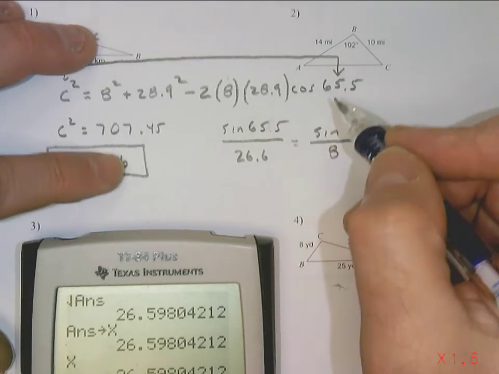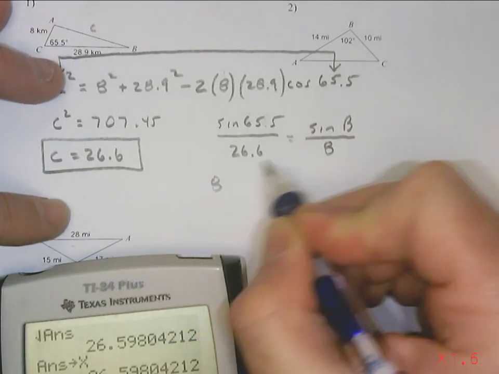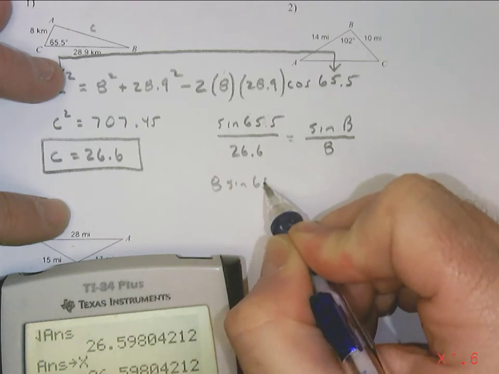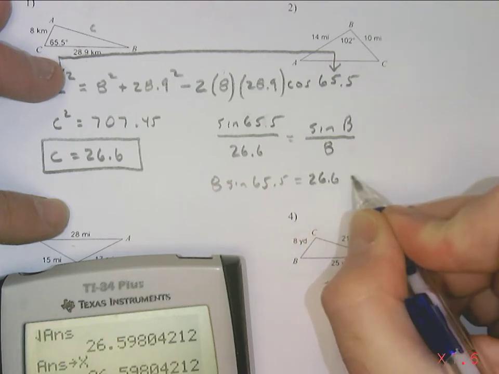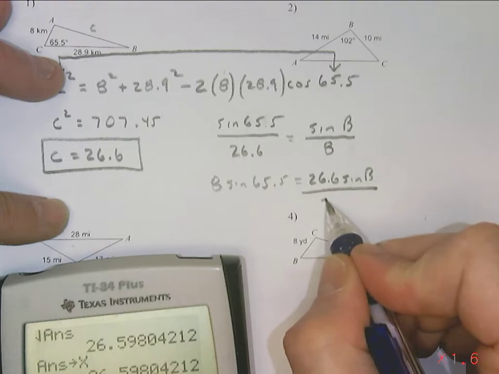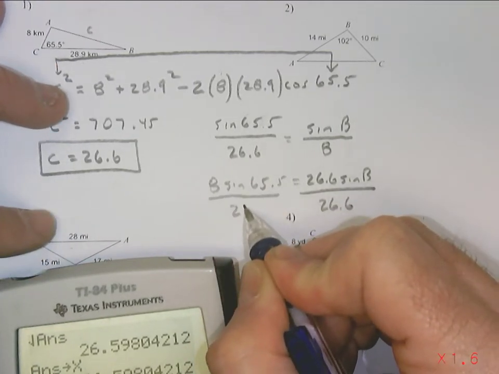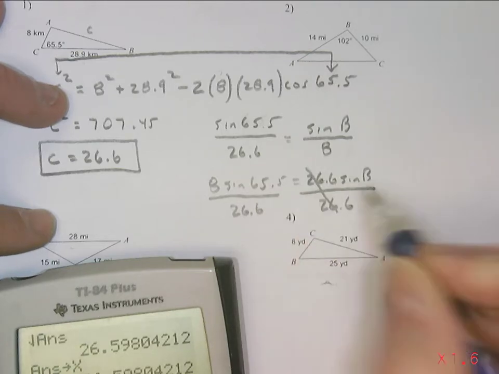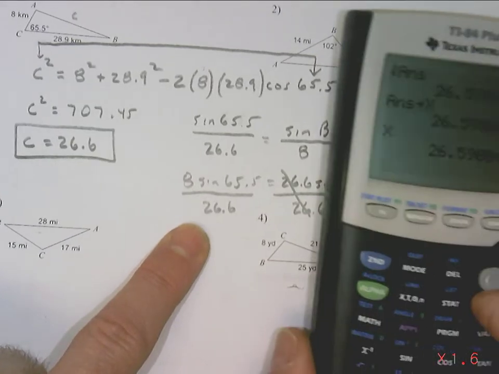So let's head back to law of sines now and cross multiply this. I have 8 times sine of 65.5 is equal to 26.6 times sine of B. And then I'm going to have to divide both sides by 26.6. Now I'm writing 26.6, but I'm not actually going to use that number. So I'm going to head to my calculator here, and that'll get sine B by itself. We'll have one extra step after that.